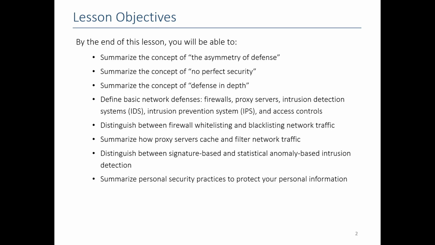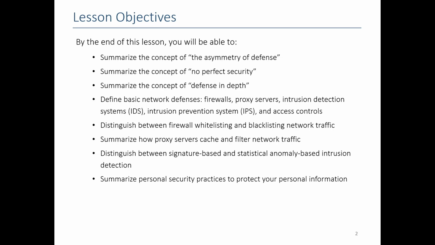I just realized each one is just basically one word you got to understand. So we're going to talk about asymmetry of defense, no perfect security, defense in depth. We're going to go over some basic network defense tools such as firewalls and servers and IDS and IPS. And finally, we're going to talk about firewall whitelisting and blacklisting and the difference between those two.